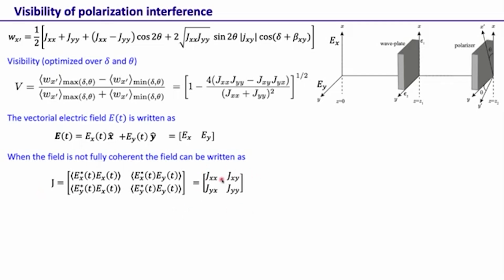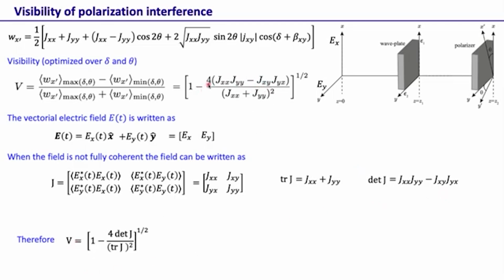So this J is Jxx, Jxy, Jyx, Jyy. The trace of J is Jxx plus Jyy, and the determinant of J is Jxx Jyy minus Jxy Jyx. This is the determinant of J, and this is the trace of J. Now we go back to the expression for visibility. We realize that what we have in the denominator is Jxx plus Jyy, and what we have in the numerator is Jxx Jyy minus Jxy Jyx, which is the determinant. So we can write the visibility as 1 minus 4 times the determinant divided by the trace squared, the whole thing raised to the power half.